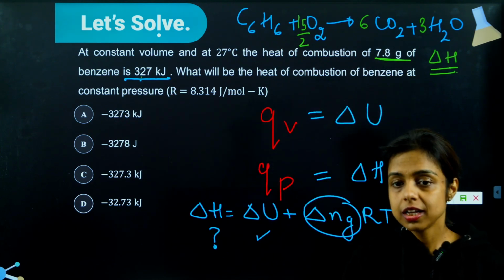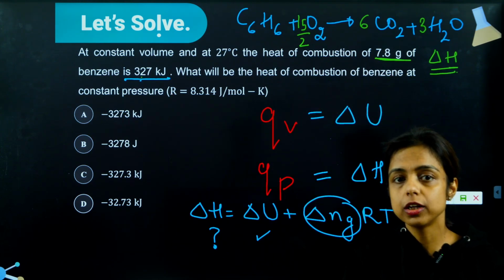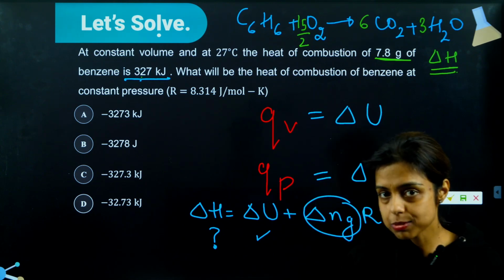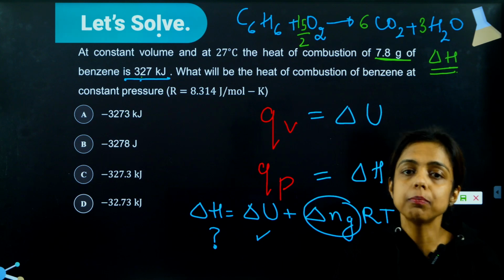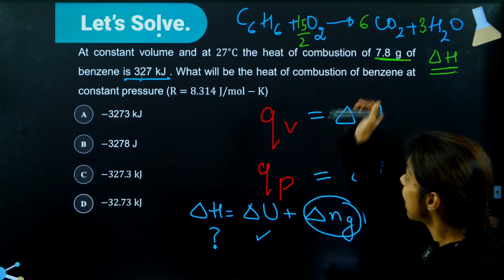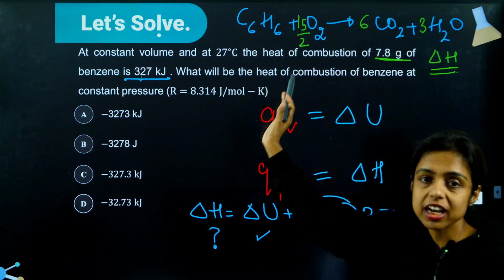327 kilojoule. 7.8 grams of benzene के लिए जो value है, that is 327 kilojoule. तो एक मोल मतलब 78 grams के लिए जो value होगी, that will be per mole. So we'll calculate the value of delta U per mole. We'll put it here, and delta Ng is the change in the gaseous moles, right?